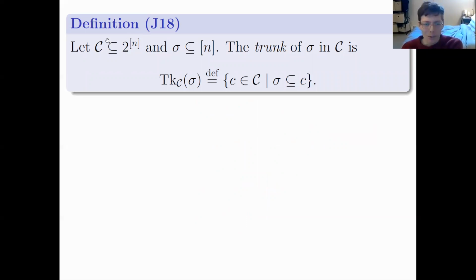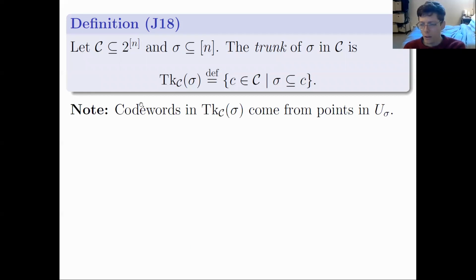So let's say I have a code on N neurons and I have some set of neurons, sigma. I'll say the trunk of sigma in C is just the collection of code words that contain sigma. And here's the notation I'll use, tk sub c of sigma. If you're familiar with simplicial complexes, this is behaving like an open star in a simplicial complex.